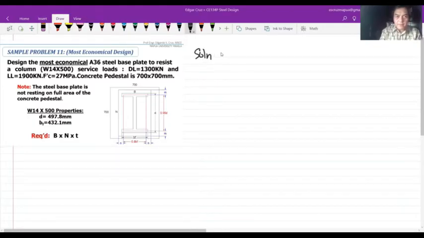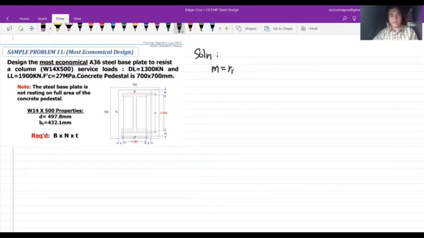So the first part of the solution: since it is most economical, we could equate M equals N. That is the given condition whenever we need to have a most economical design. The M dimension, top to bottom, must be equal to the N dimension on the side. That is against bending.